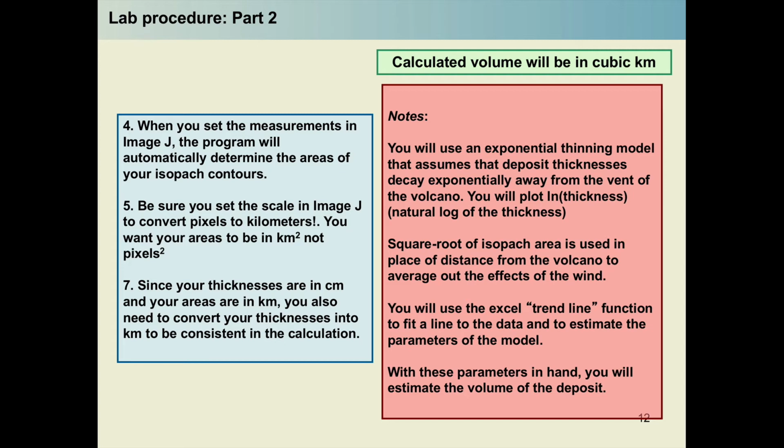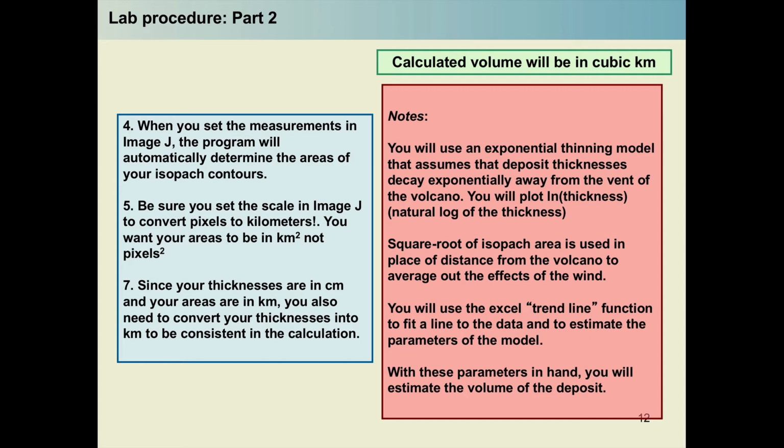So when you set the measurements in ImageJ, the program will automatically determine the areas for you. Be sure to set the scale in ImageJ to convert pixels to kilometers. You're given a scale bar on your map, so you can use this to estimate how many pixels in the image represent kilometers on the real world scale of the volcano. You want your areas to be in square kilometers, not square pixels. That'll goof up your calculations.